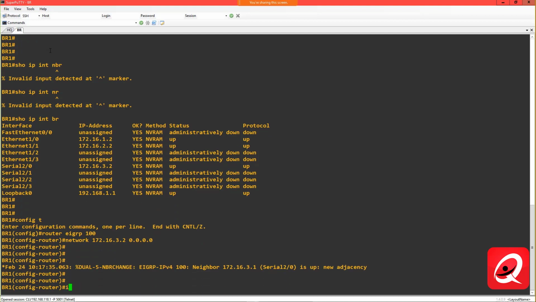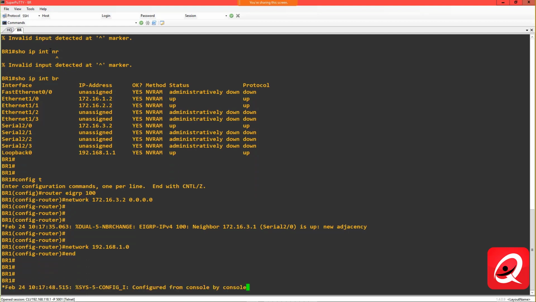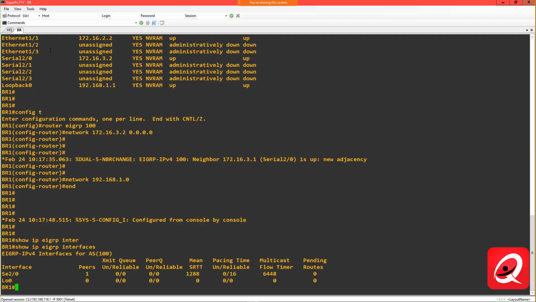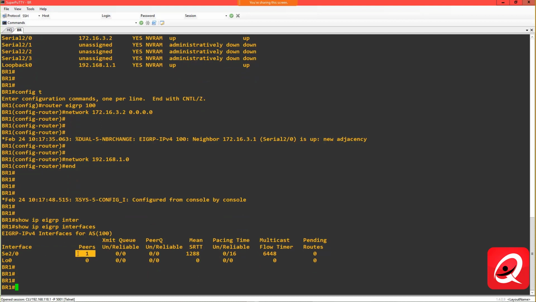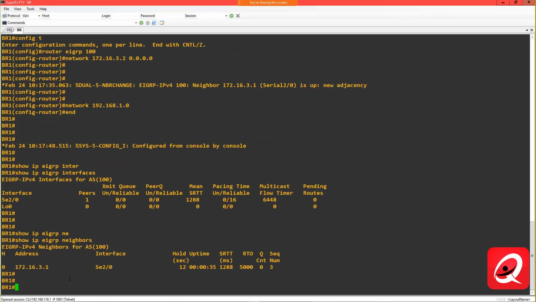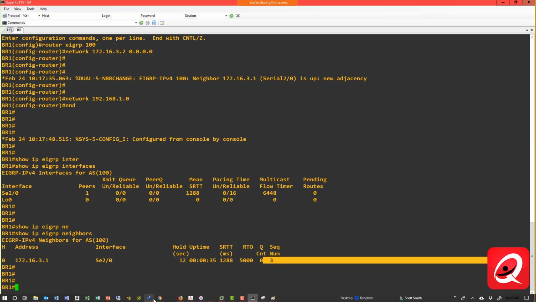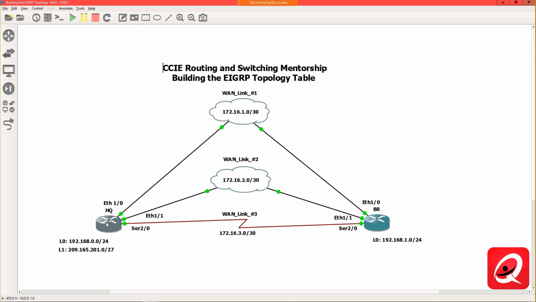Yep, and let's go ahead and also enable it on the loopback, 192.168.1.0, so we can advertise that network. So I've got an adjacency. If I do a show IP EIGRP interface, I can see that on serial 2.0, I've established a peering relationship with that particular peer. So if I do a show IP EIGRP neighbors, I have a neighbor listed there. We've already gotten information about 3 different networks. If we look at the topology here, that kind of makes sense, right? Because the HQ router has these loopback interfaces, and it has these other networks here, the WAN link interfaces.